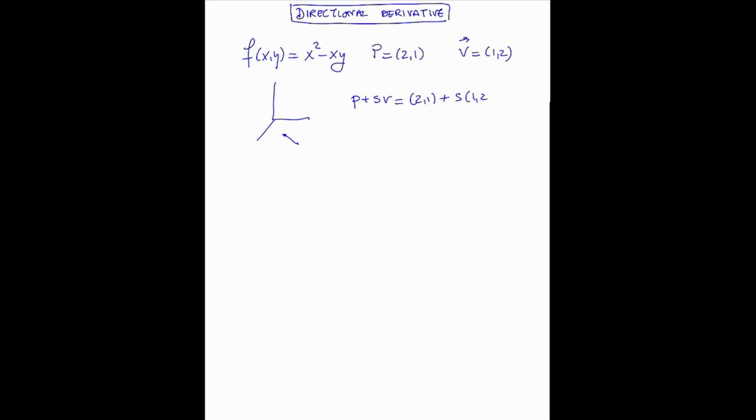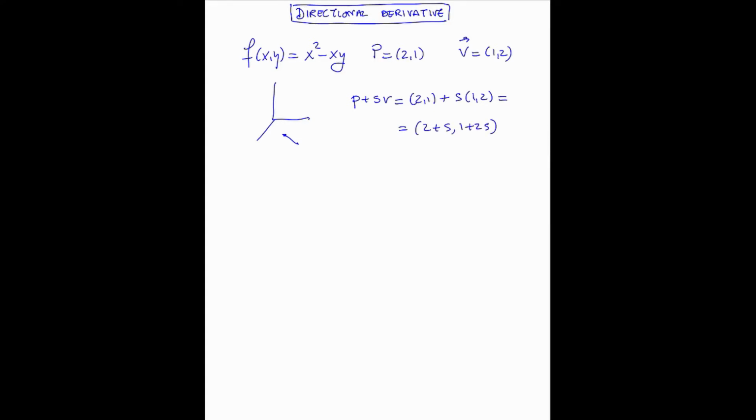In this video, we're going to compute the directional derivative of the function f(x, y) = x squared minus xy at a point P = (2, 1) in the direction of the vector (1, 2). What we're going to see is that if we have the point and we move P plus a certain amount v, this is (2, 1) plus s times (1, 2), which is equal to (2 + s, 1 + 2s).